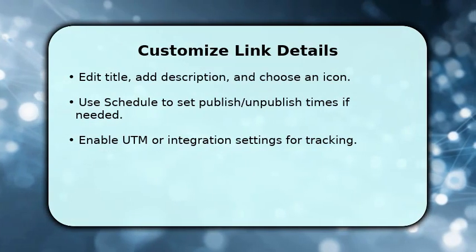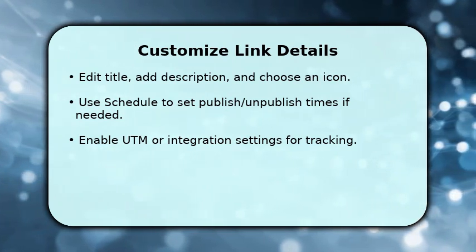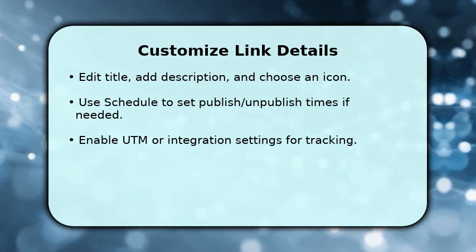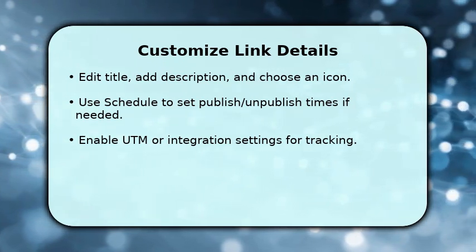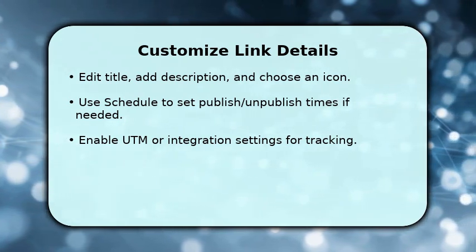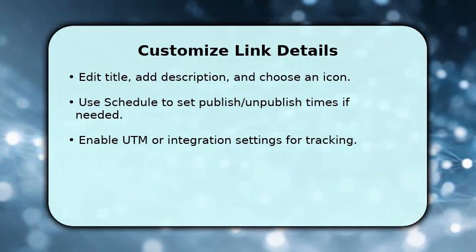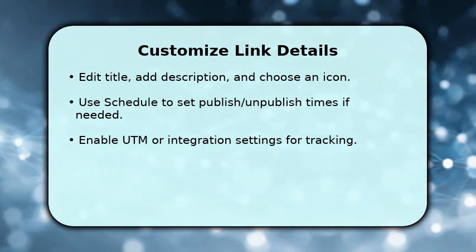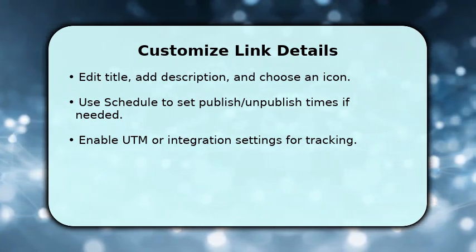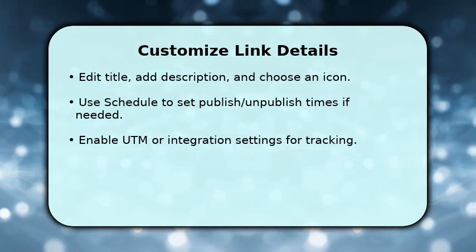Now refine how the link behaves and looks. Click the pencil/edit icon to open advanced options. You can add a short description to improve context and select an icon for visual recognition, which helps conversions. If timing matters, use schedule to publish at a specific date/time. Once scheduled, Linktree handles activation automatically. For analytics, toggle UTM tracking or connect your analytics service so you can measure clicks. These details control presentation, timing, and measurement, important for consistent performance.